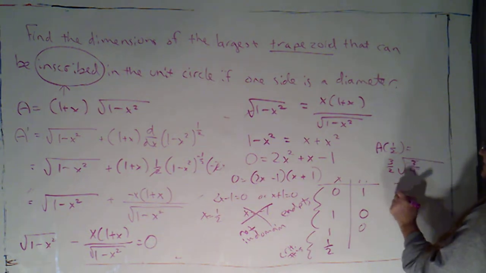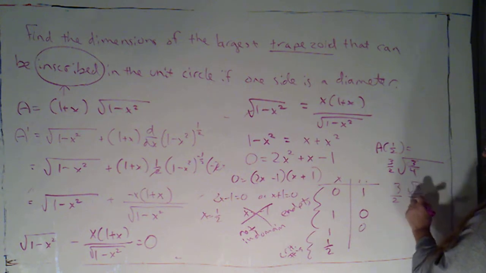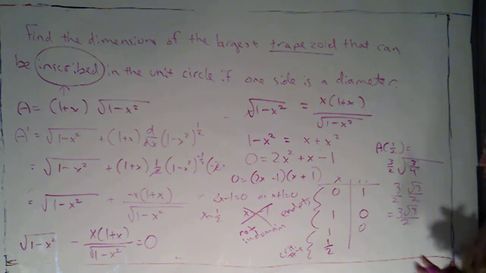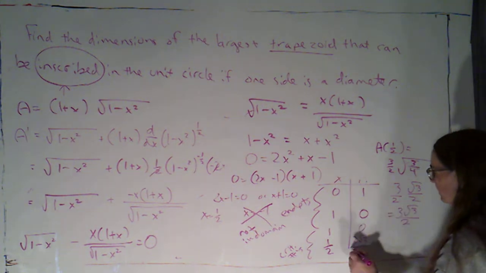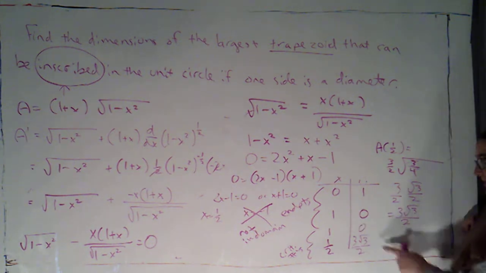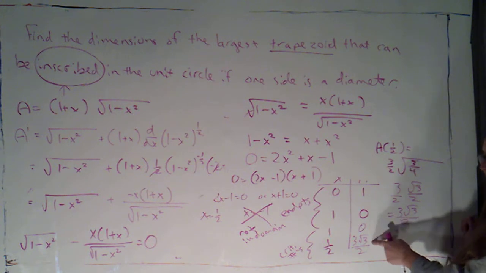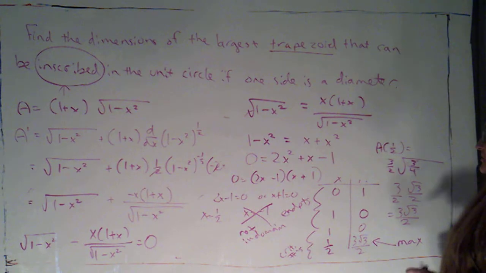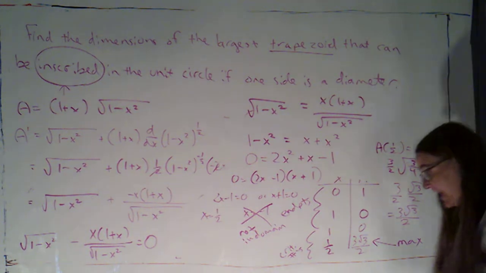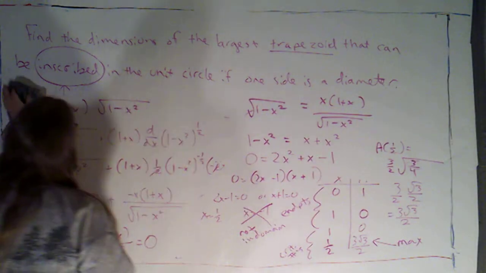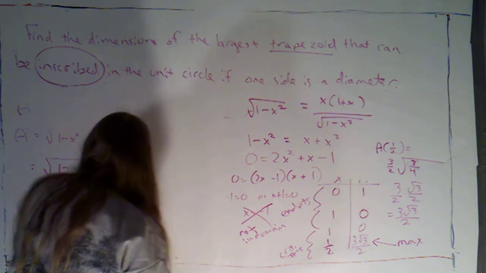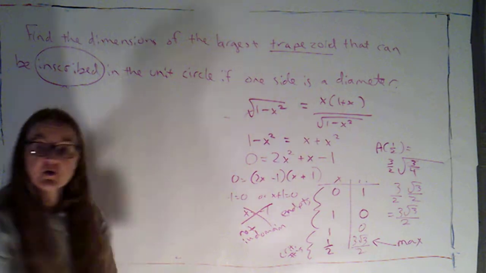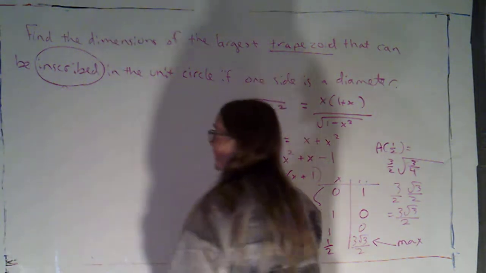That's 3/2 times root 3 over 2. That's 3 root 3 over 2. Now, I've got two positive numbers on my list, but that one's bigger than 1. So that's my max. So we've successfully found what we need to do to maximize this. And now we want to just make sure that we answer the question. Okay. So the question was, what are the dimensions?